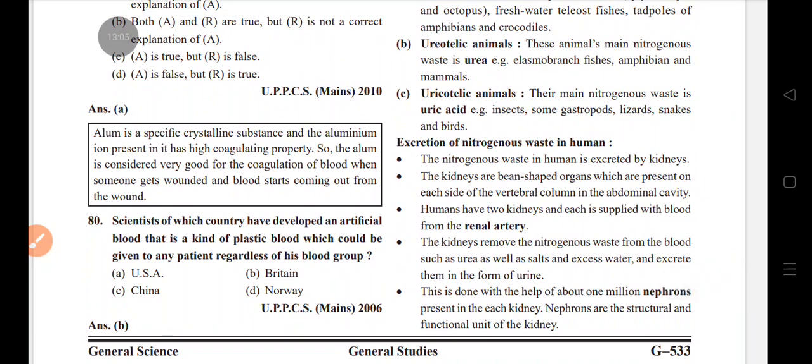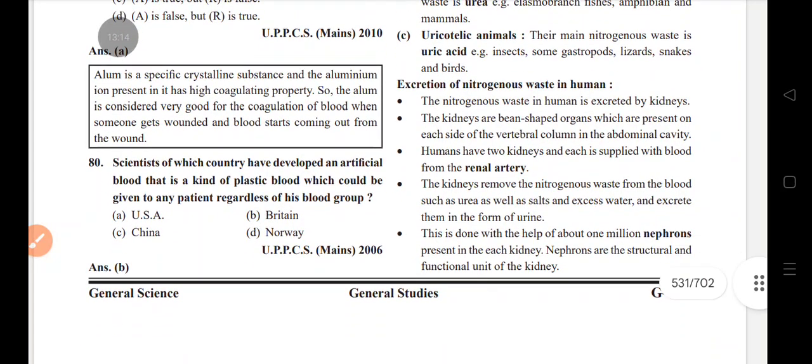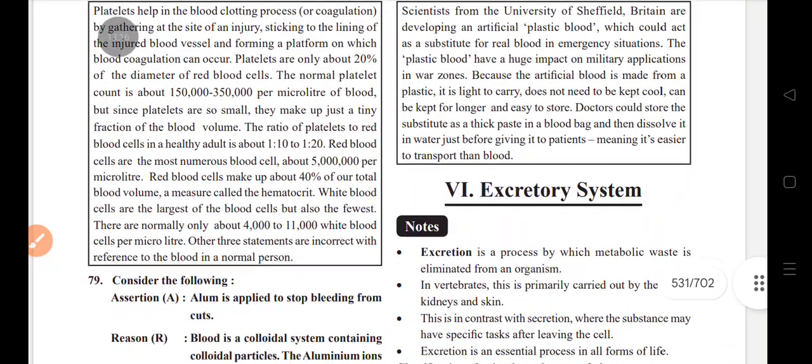Scientists of which country have developed artificial blood, a kind of plastic blood, which could be given to any patient regardless of his blood group? Britain. Excretory system.